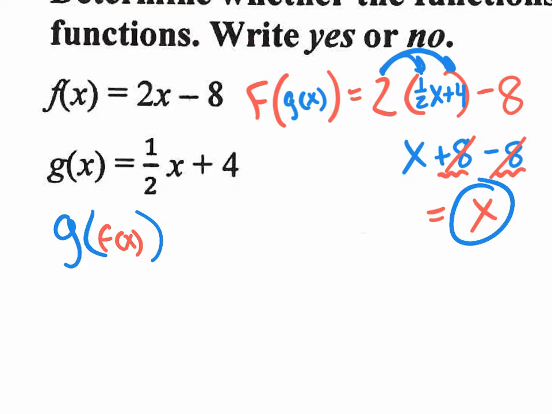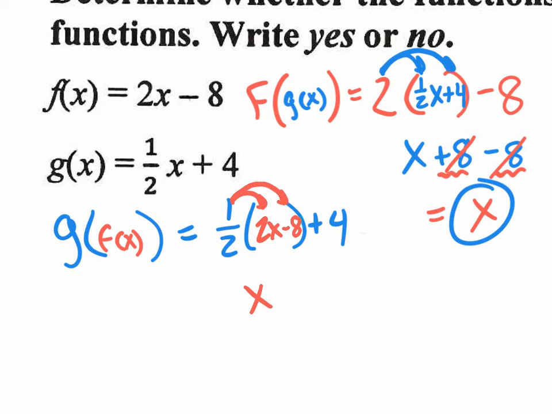So let's show that we're plugging in f of x into g of x. So my g of x function is really 1/2 x plus 4. If this said g of 5, I'd plug in a 5 right here. But it doesn't say 5, it says f of x. So what am I plugging in right here? 2x minus 8. There you go, 2x minus 8. And when we distribute 1/2 times 2x, that's just x. And 1/2 times negative 8, that's just negative 4. And of course we have the plus 4 out here. And again, they cancel. You get the nice answer x.